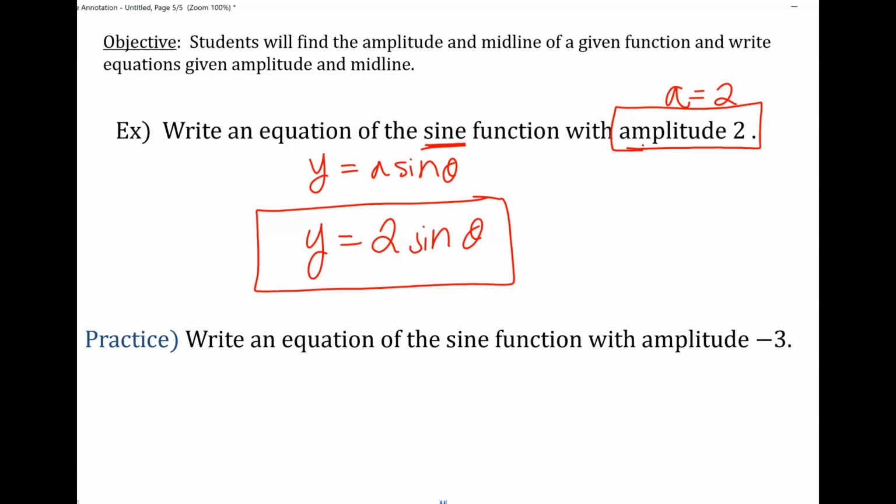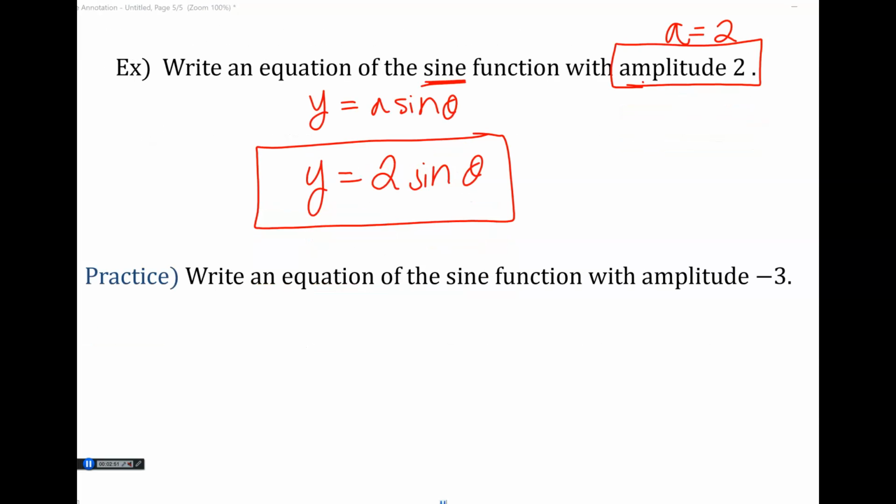Okay, so I want you to practice with this next one. You can look at that example to help you. This is: write an equation for the sine function with amplitude -3. So go ahead and pause this video and then try this one.